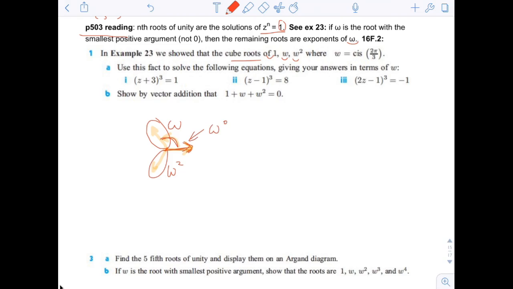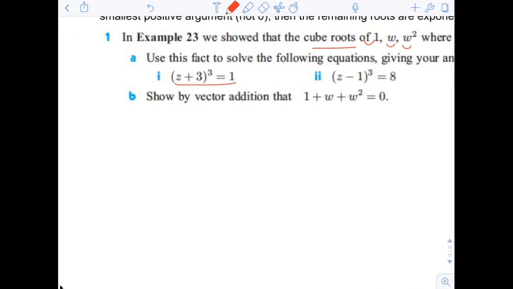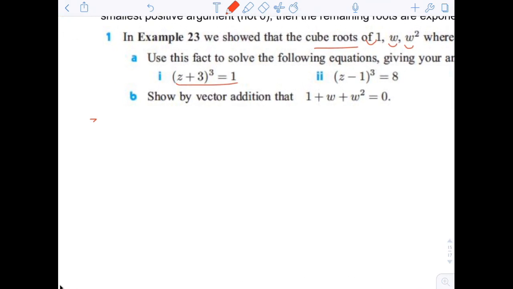Okay, so for a cube root, you could define the 3 roots as 1, omega, and omega squared. Okay, so let's take a look at the problem they gave us. They give us z plus 3 quantity cubed equals 1. So let's give the answer in terms of omega. So z plus 3 cubed equals 1.